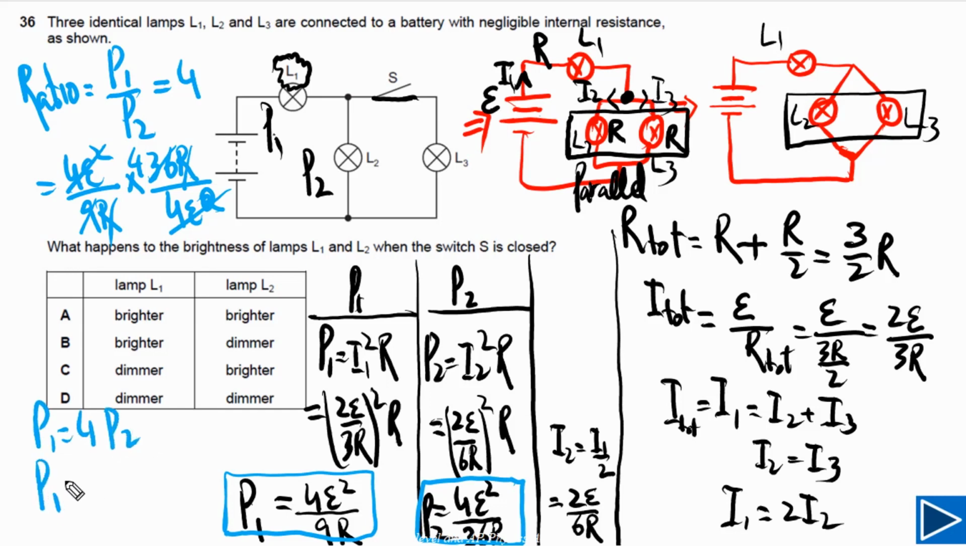We can also simply say P1 is greater than P2. So this is simply telling us that lamp 1 is brighter than lamp 2. So it means this is the right answer. B is our answer. So how many times is L1 brighter? L1 is 4 times brighter than L2.